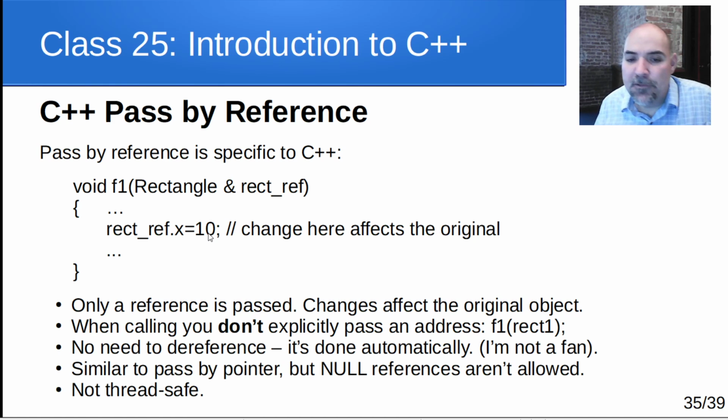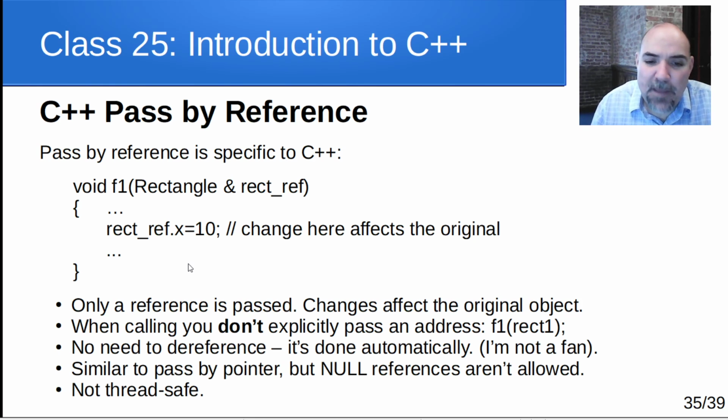So only a reference is passed. And references are really, behind the scenes, the same as addresses. But the difference here is the compiler is going to do some of the work for us. In other words, when we call the function, we don't have to explicitly put the ampersand to pass the address. It does it automatically. The second thing is that we don't need to dereference it inside of the function in order to access it.